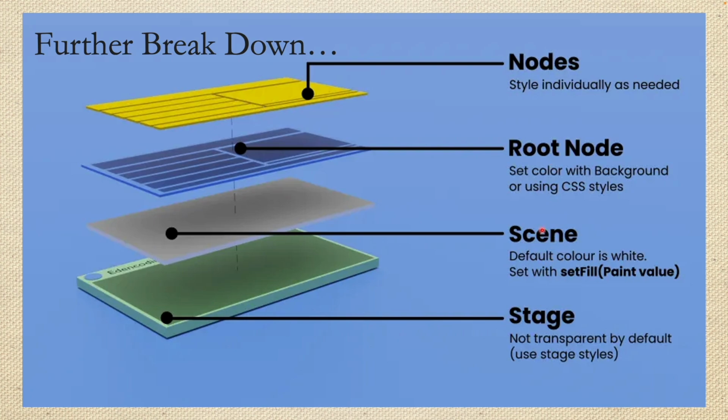Scene is basically what holds other nodes. So if you think about adding the nodes without having the root node, those nodes are going to be added to the scene without any structure.